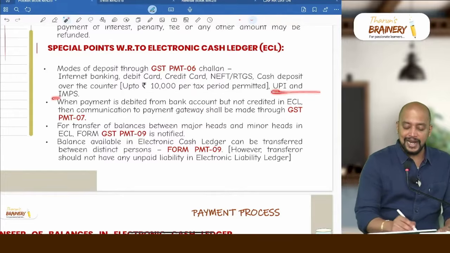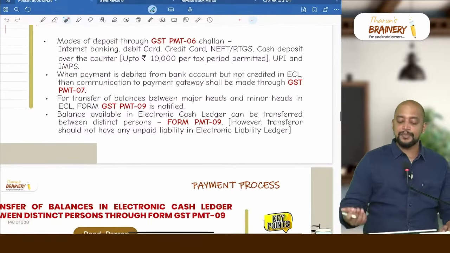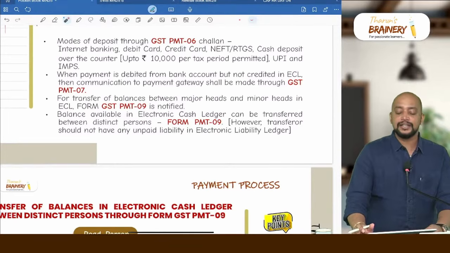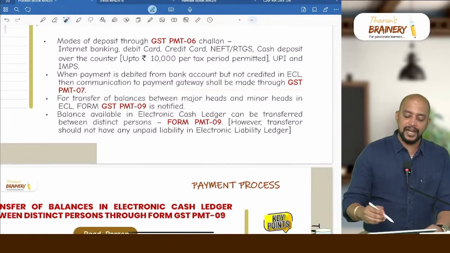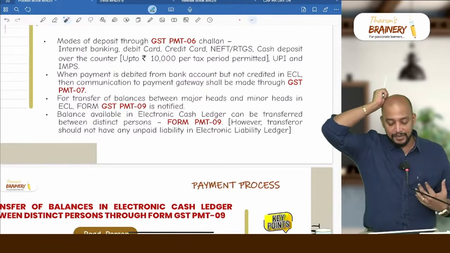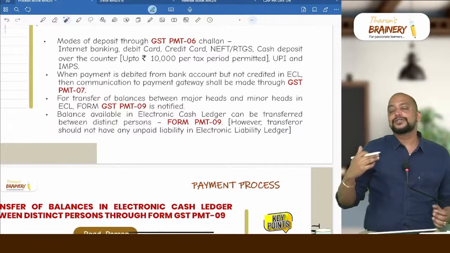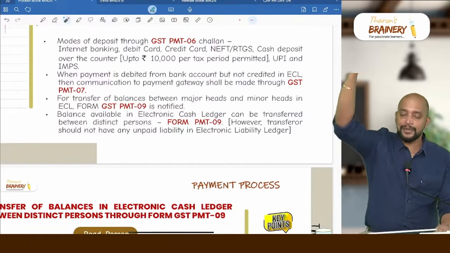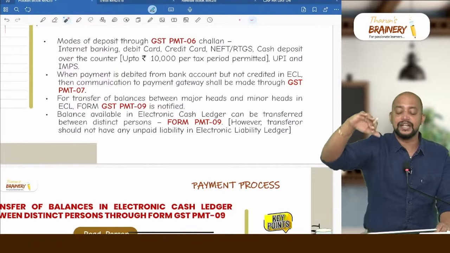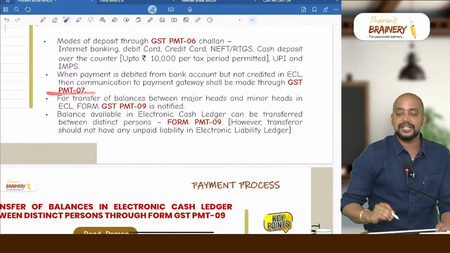Then UPI and IMPS. Then when the payment is debited from the bank account but not credited in the cash ledger, the communication will be made through the payment gateway through PMT7. Sometimes what will happen, money will be debited in our bank account but it is not reflected. In that case the communication will be through the payment gateway through the portal, so that the portal will ensure that the money is received and it will be credited immediately. For that PMT7 is used.